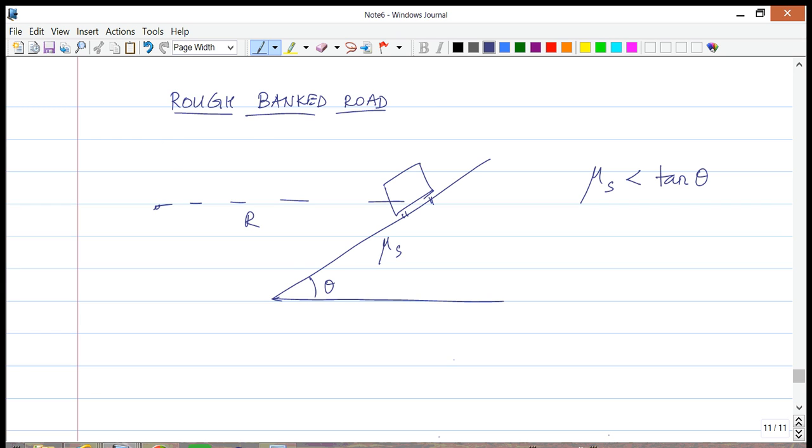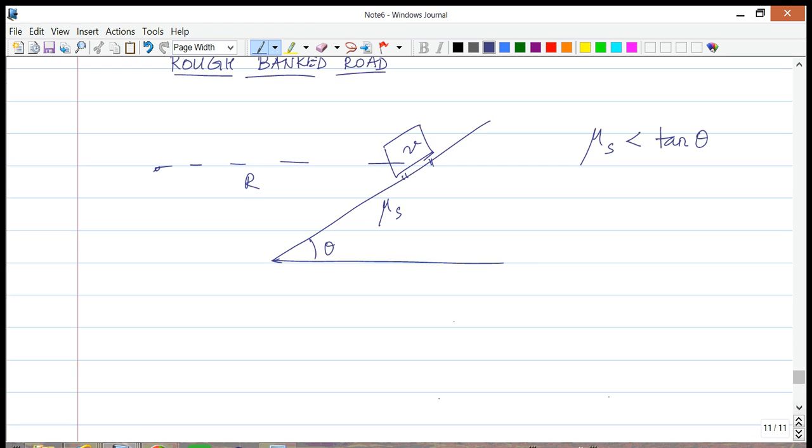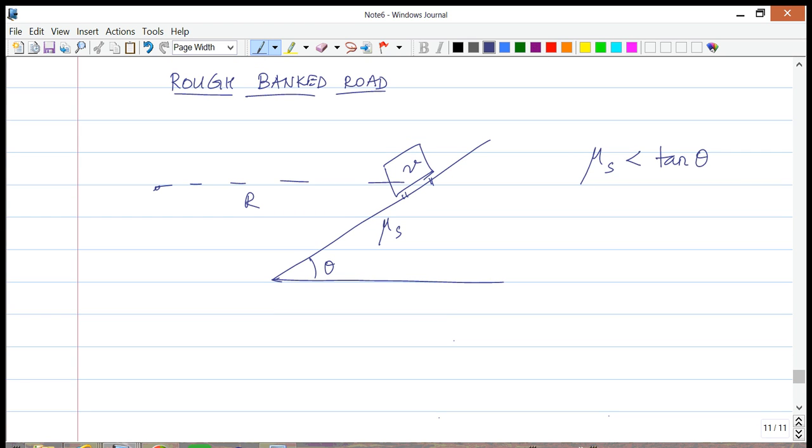I will go back to our same basic concept: if an object moves in a circle, it must have a centripetal acceleration, which should be directed towards the center of the circle.